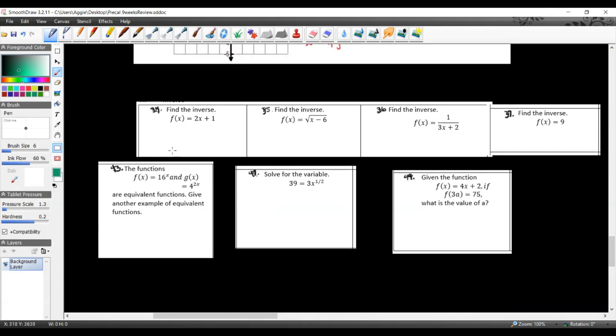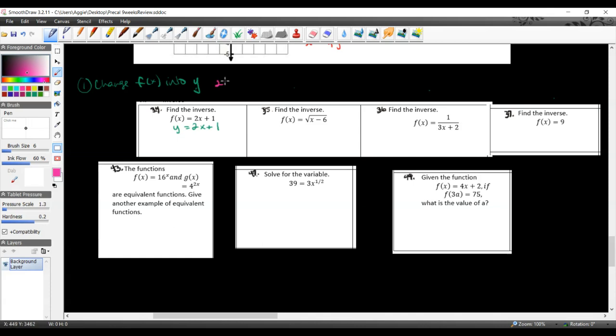Second to last part. These 4 problems are inverse. For inverse, we have a few steps. So first, you want to change f of x into y. Okay, so in this case, it'll be y equals 2x plus 1.